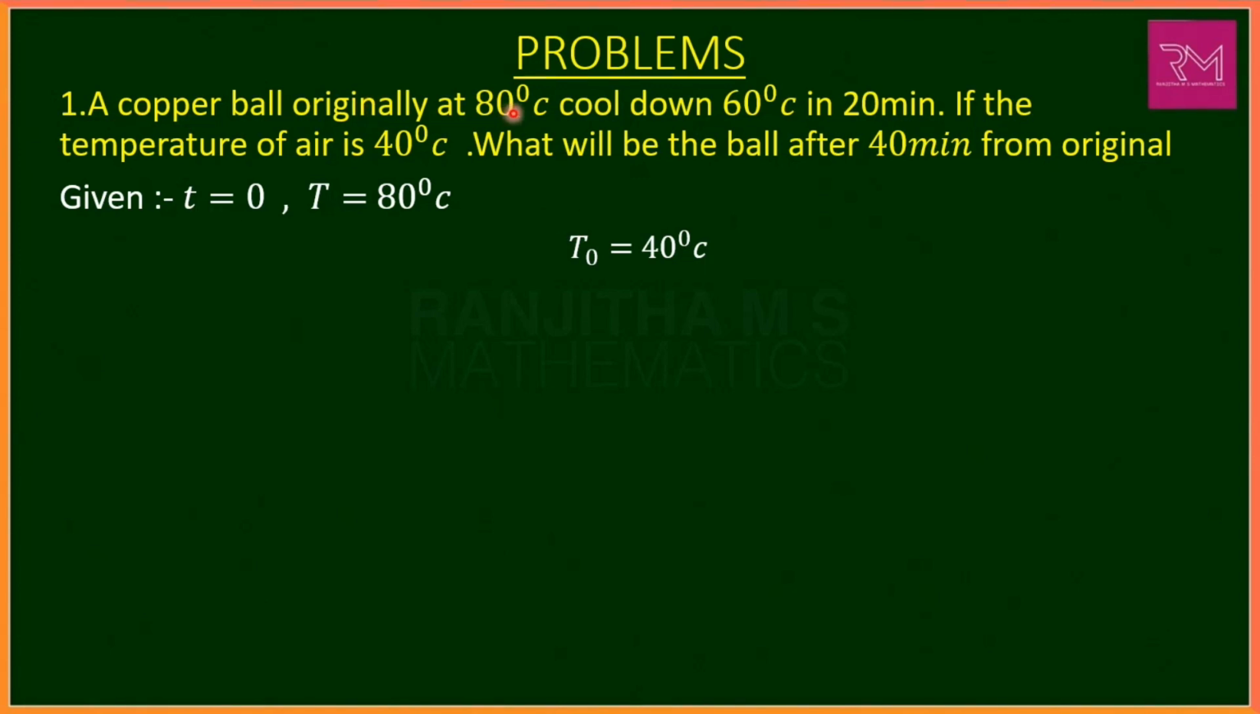The copper ball originally at 80 degrees Celsius means at time t equal to 0, the temperature of the copper ball is 80 degrees Celsius. At time 20 minutes, the copper ball reduced its temperature to 60 degrees Celsius. That means at time 20 minutes, the temperature of the copper ball is 60 degrees Celsius. We have to find the ball's temperature after 40 minutes. That is, we have to find at time 40 minutes what is the temperature of the ball. That is, we have to find the T value.